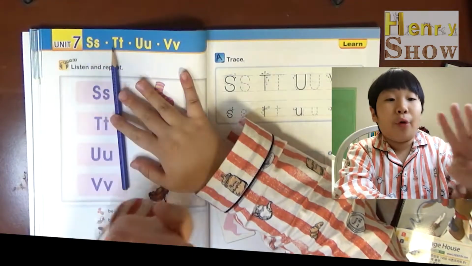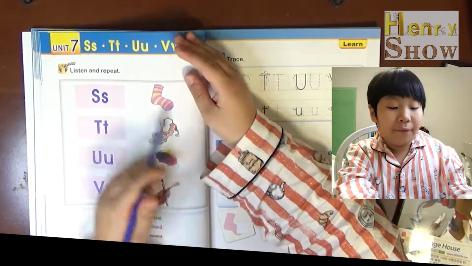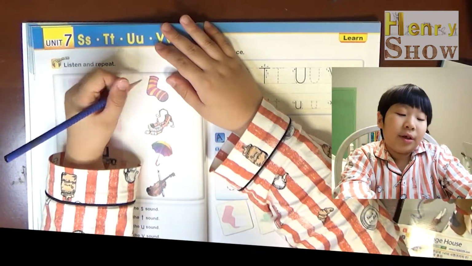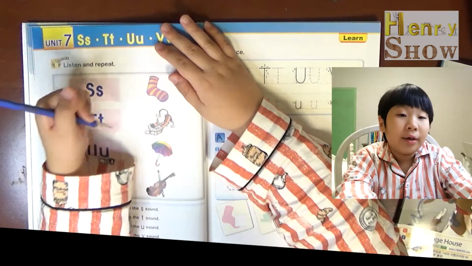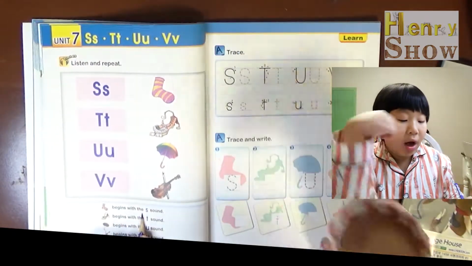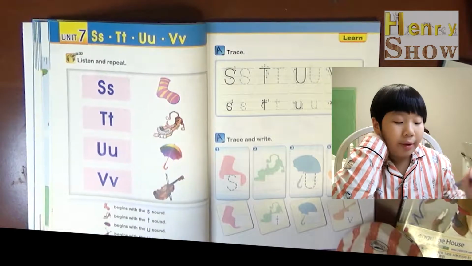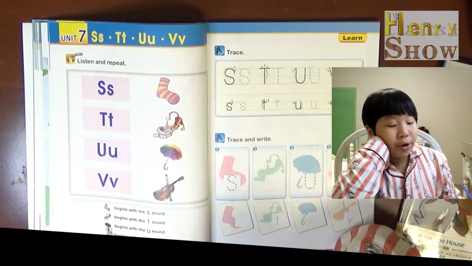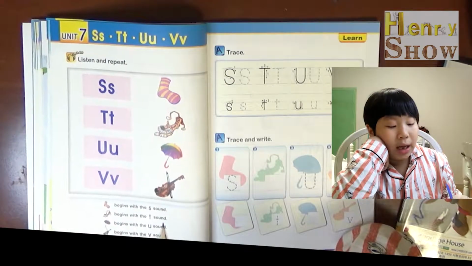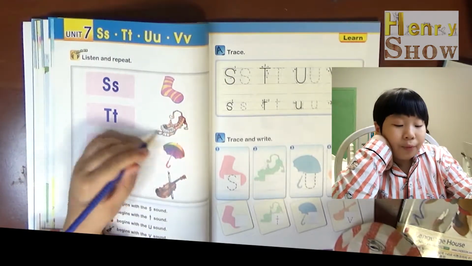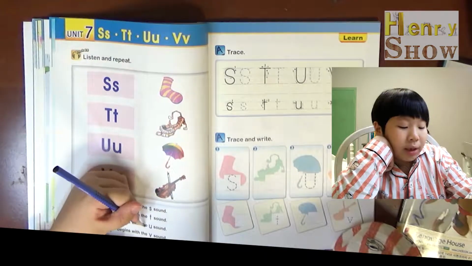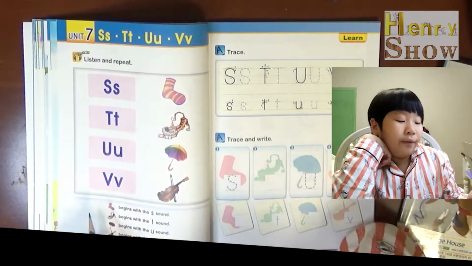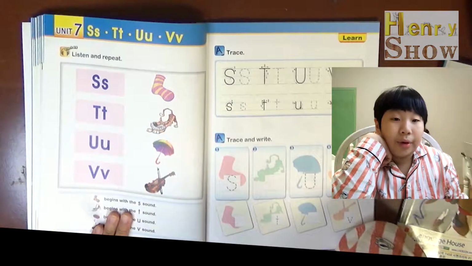Today we're going to learn four letters, so it will be more difficult to learn and remember. S, sock. Sock begins with the S sound. T, tiger. Tiger begins with the T sound. U, umbrella. Umbrella begins with the U sound. V, violin. Violin begins with the V sound.